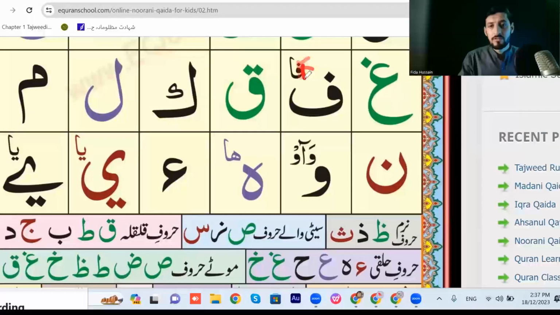This one is very simple: Fa, F in English. And Qaf, one more important letter, because there is no proper pronunciation for Qaf in English. We use Q for Qaf, but it is not Ka, like Qaid-e-Azam. So that is not proper. You need to keep practicing on these important letters, like Ghain, then Qaf.